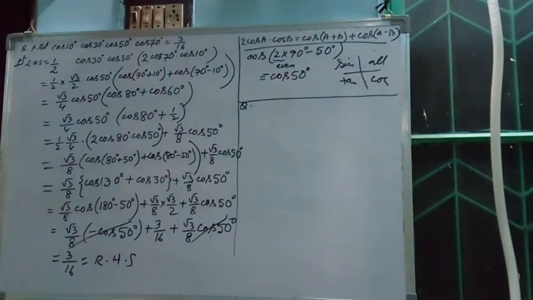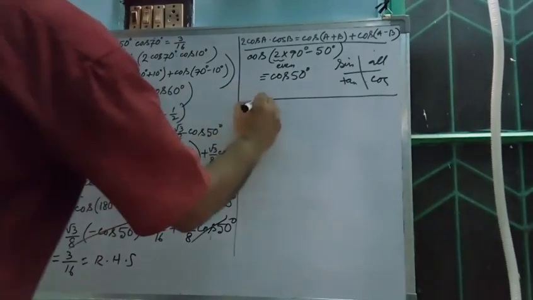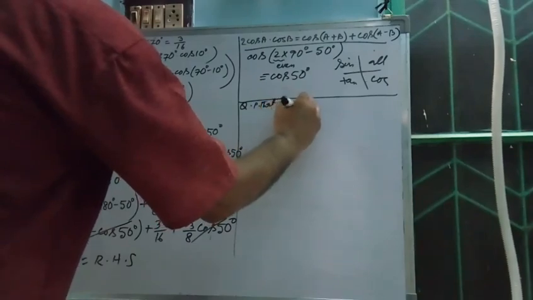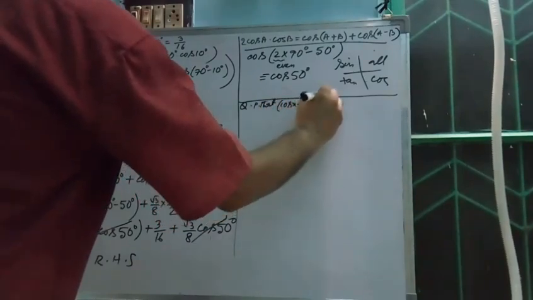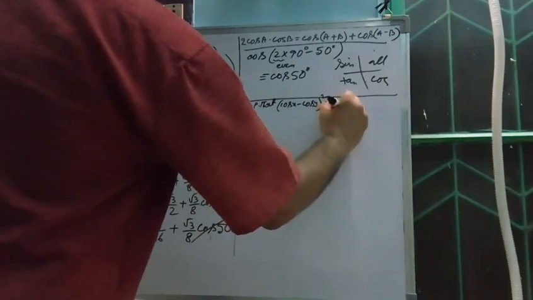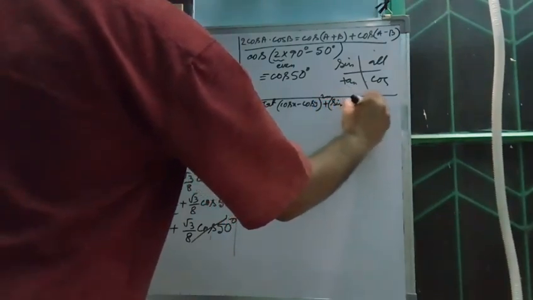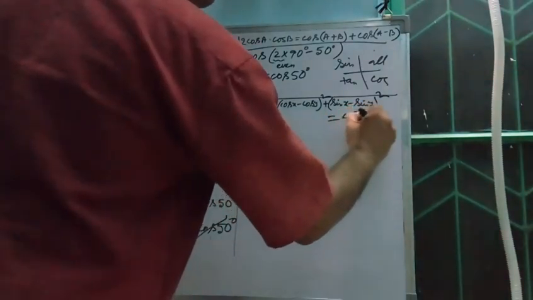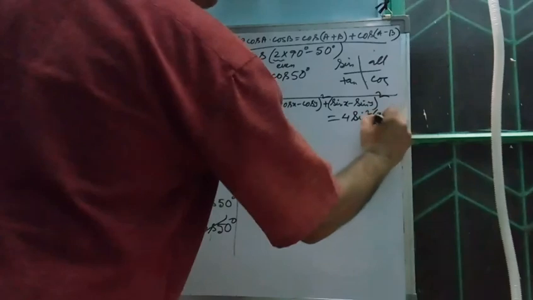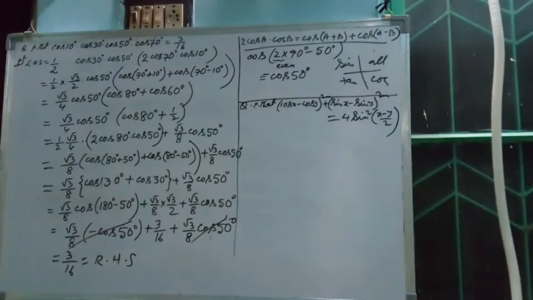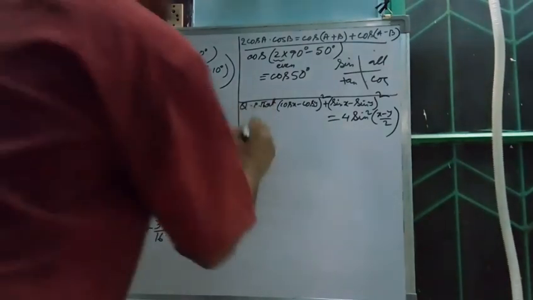Prove that cos x minus cos y का whole square plus sin x minus sin y का whole square is equal to 4 sin square x minus y by 2. Now, how to prove? Left hand side, LHS.